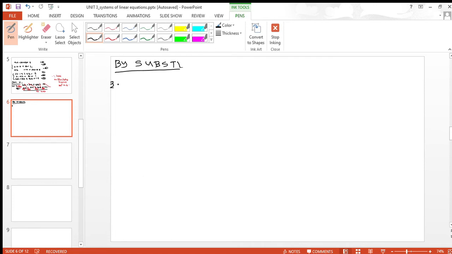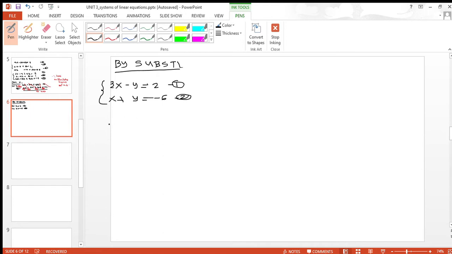We have again the first example, 3x minus y equals 2, equation 1. And then equation 2 is x plus y equals minus 6. From the term itself, by substitution, we will be substituting. What will we substitute? What we will do is solve one variable in terms of the other from one equation, and then we substitute that value in the other equation. Okay, so how do we do that?